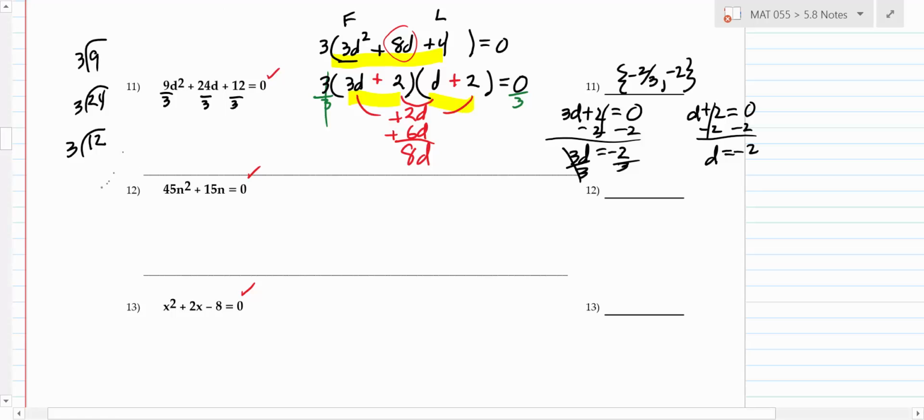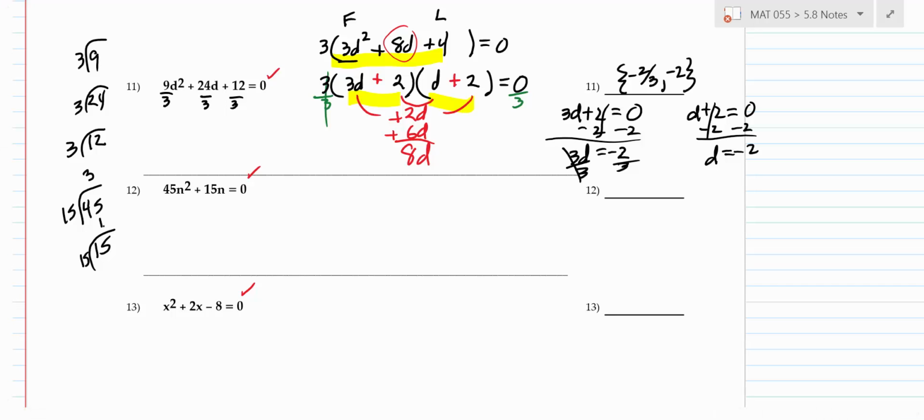Okay, let's take a look at this one. We got 45 and 15. Both of those numbers divide by 15. Okay, 45 divided by 15 is 3. 15 divided by 15 is 1. Is there any other common factor that comes out of that other than the 15? An n, right.